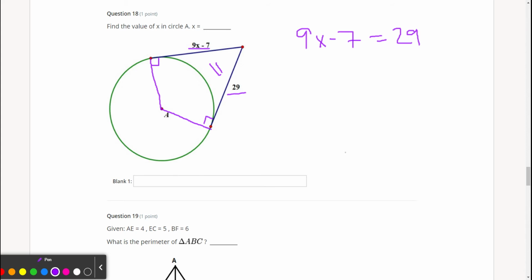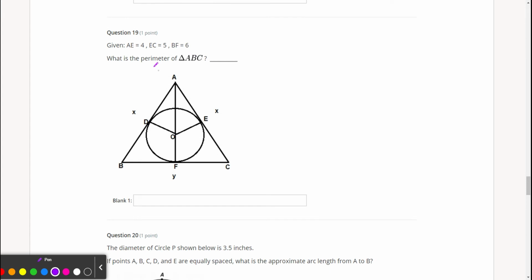So number 19 is similar to number 18, but it's going to ask you what the perimeter is. And nothing's labeled. You're going to have to draw this. If AE is 4, what else is 4? What other segment intersects at A? AD. So both of those are 4. Then I've got EC, which is 5. If EC is 5, then what other segment meets C? FC is 5.